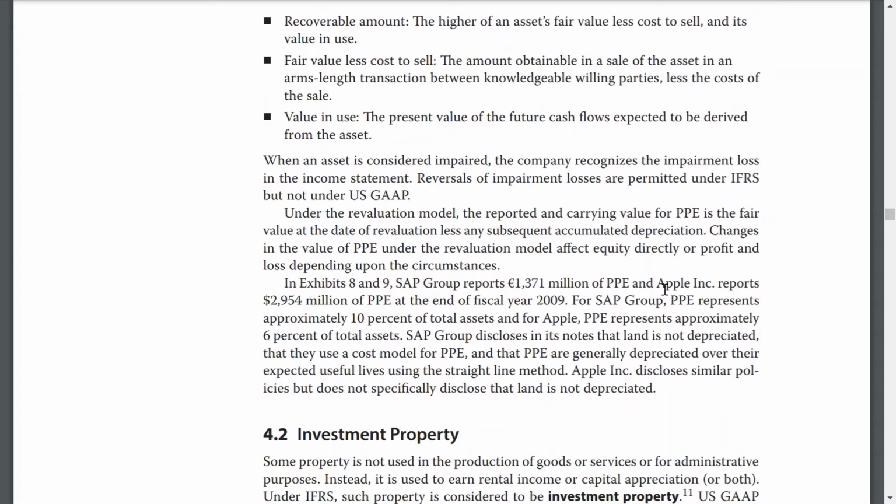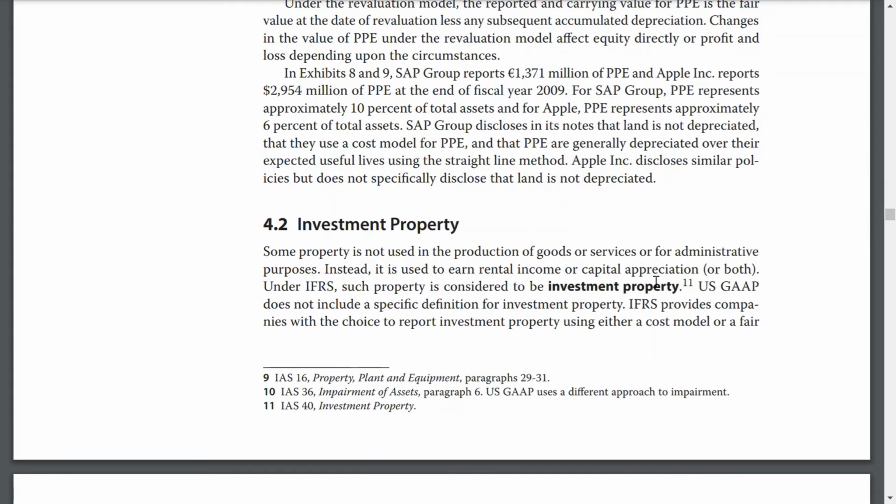Investment property. Some property is not used in the production of goods or services or for administrative purposes. Instead, it is used to earn rental income or capital appreciation or both. Under IFRS, such property is considered to be an investment property. US GAAP does not include a specific definition of investment property.